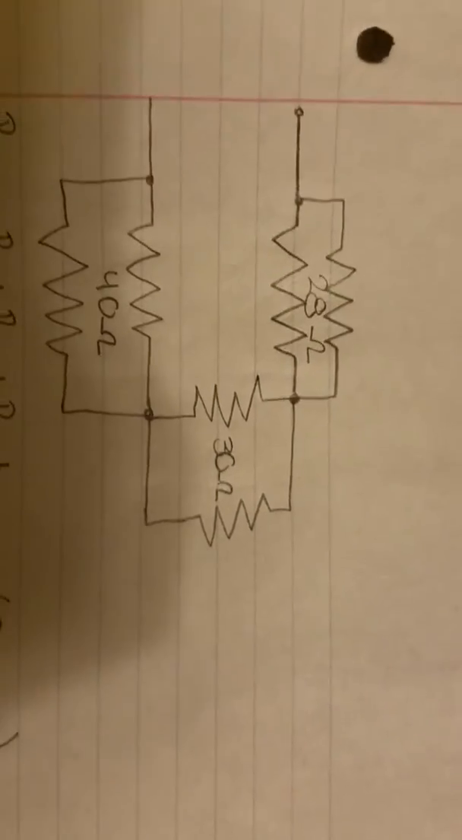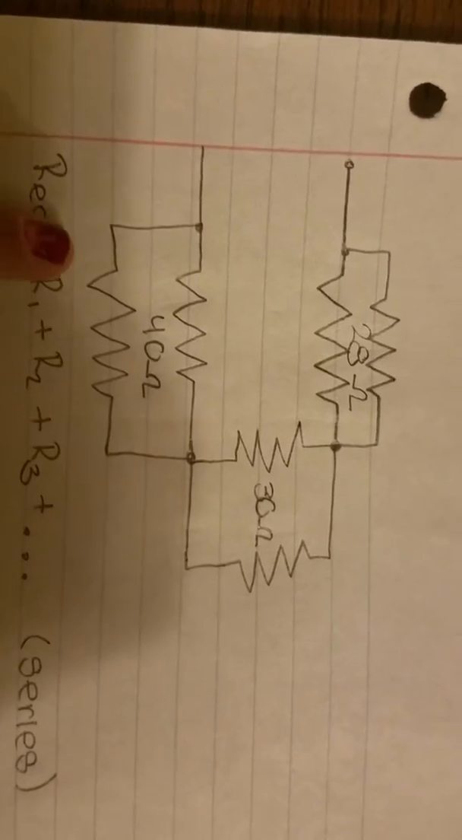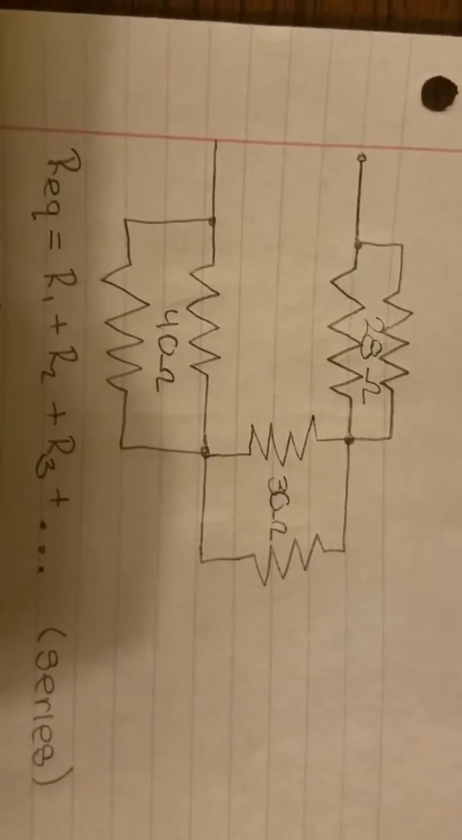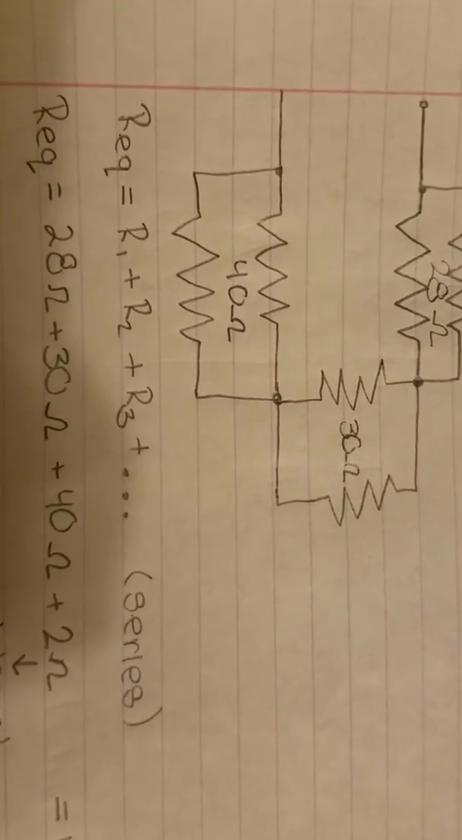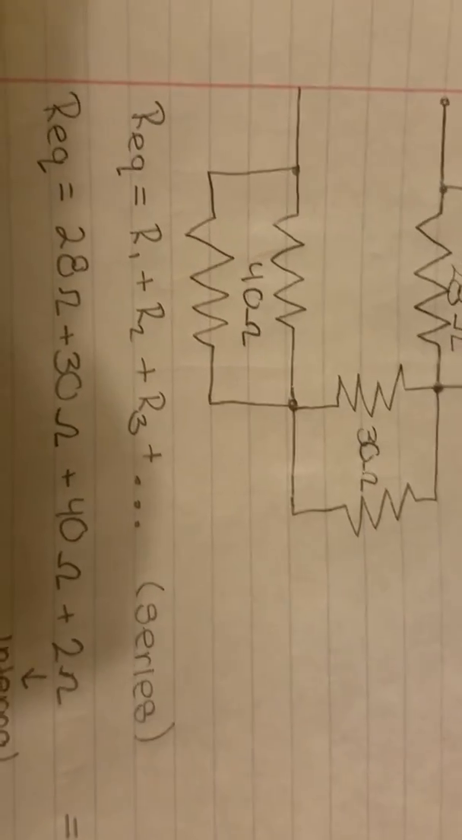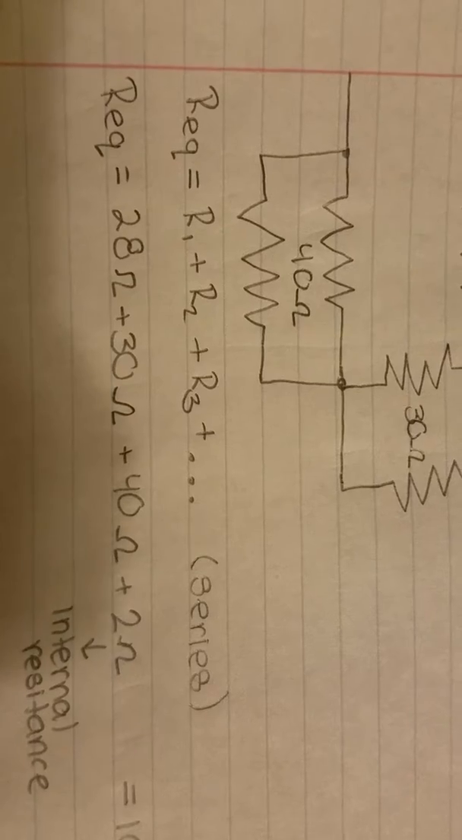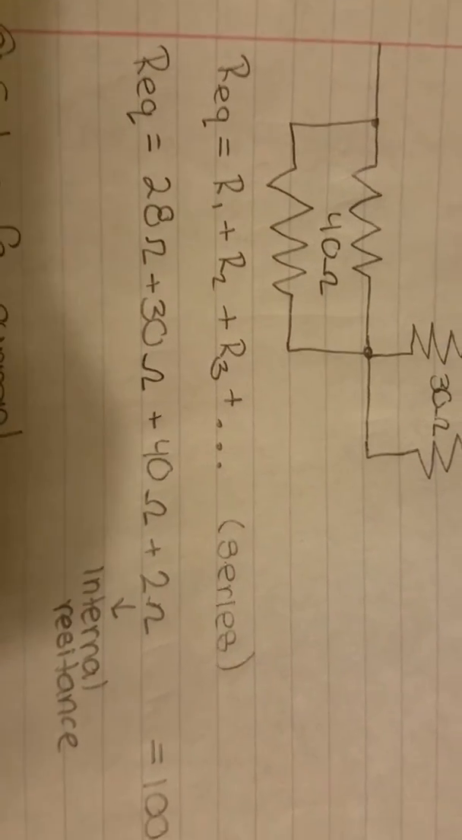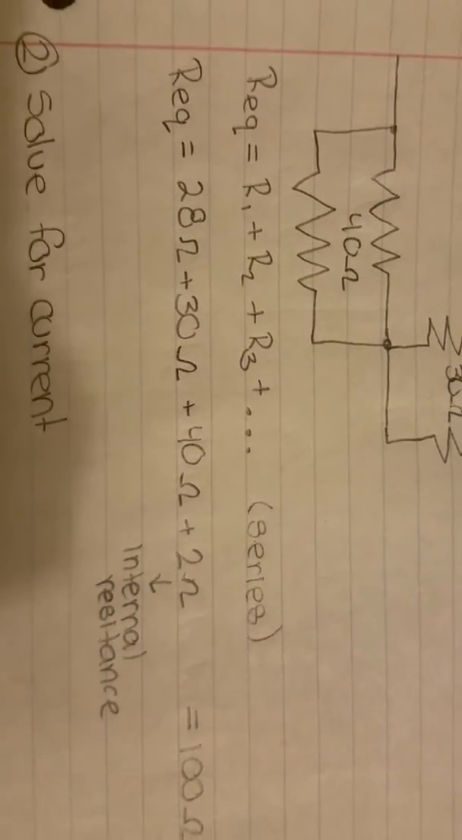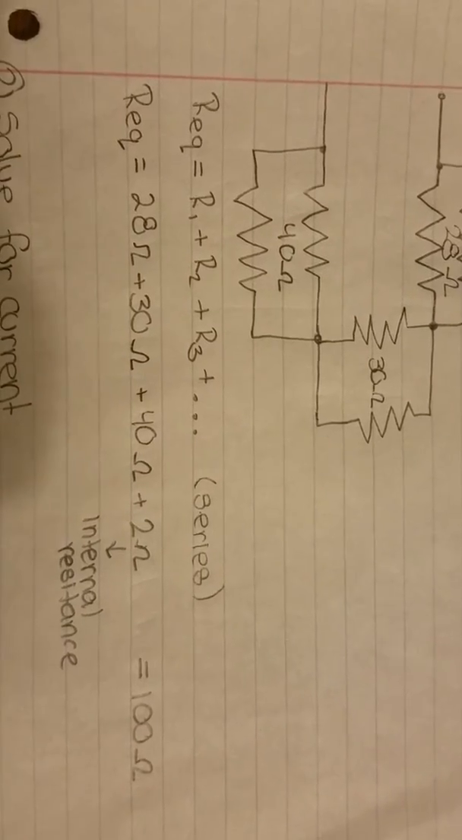So this is what we get. So we get 28 ohms for that resistor, 30 ohms for this resistor, and 40 ohms for this resistor. Now we have to find the equivalent resistance for it in a series, which you get is 28 ohms plus 30 ohms plus 40 ohms plus 2 ohms, because we have to remember to include the internal resistance, which gives us 100 ohms.